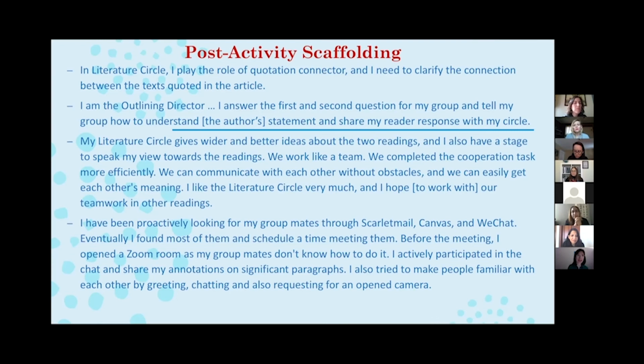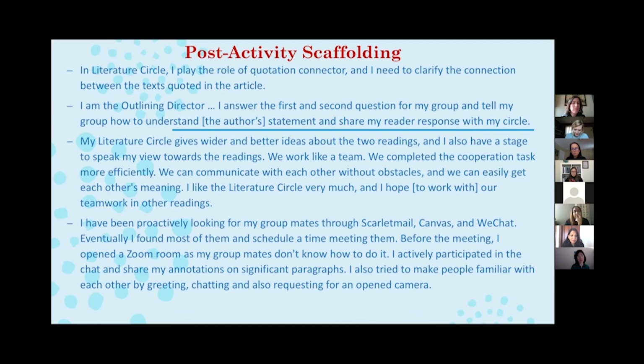And the next one: my literature circle gives wider and better ideas about the two readings and also gives me a stage to speak my view towards the readings. I guess very often they will just use their native language. We work as a team, we complete the cooperation task more efficiently, and so on. So you can tell the students really benefit much more from this literature circle.